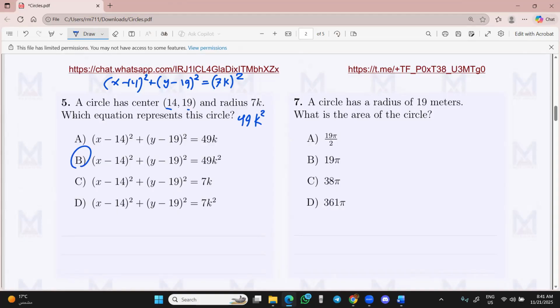Number 7. A circle has a radius of 19 meters. What is the area of the circle?